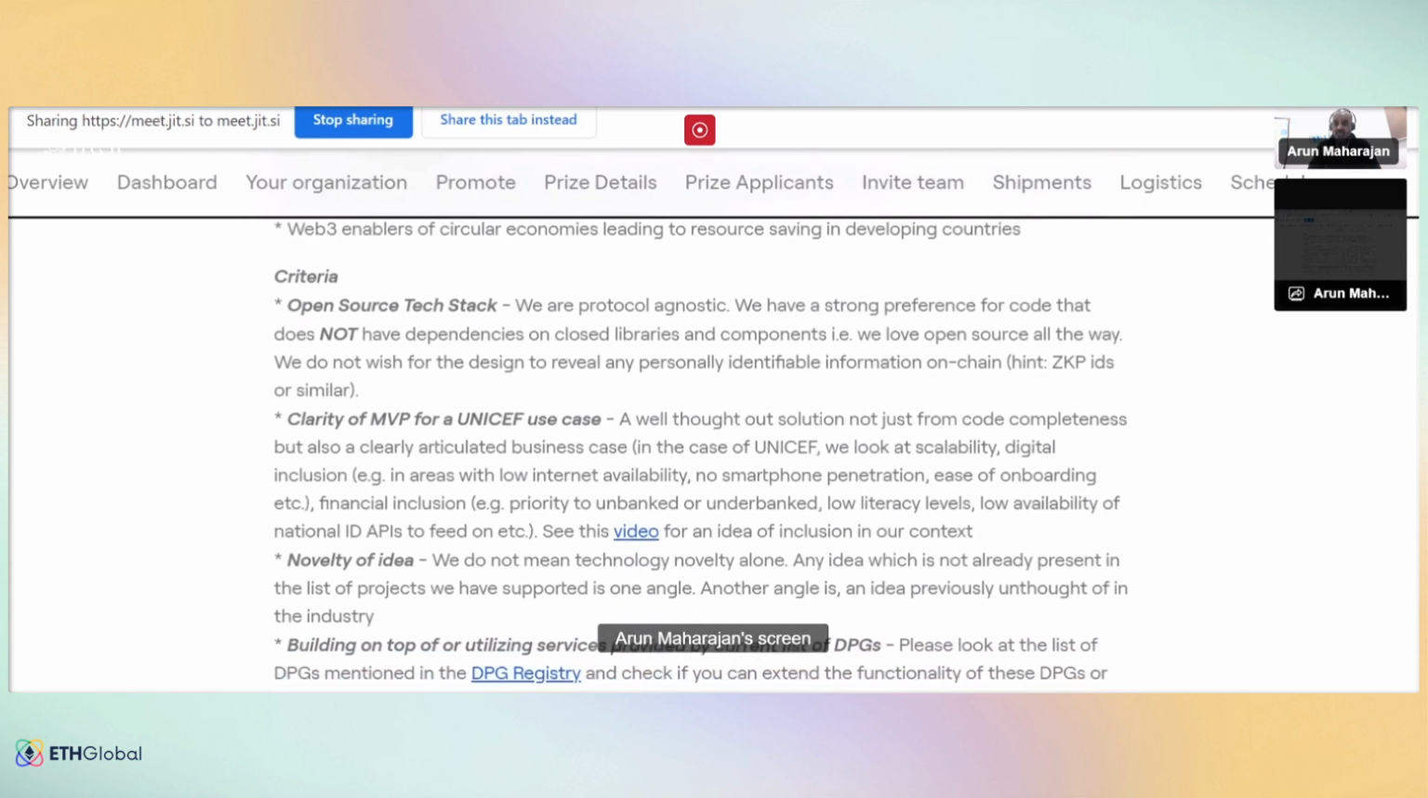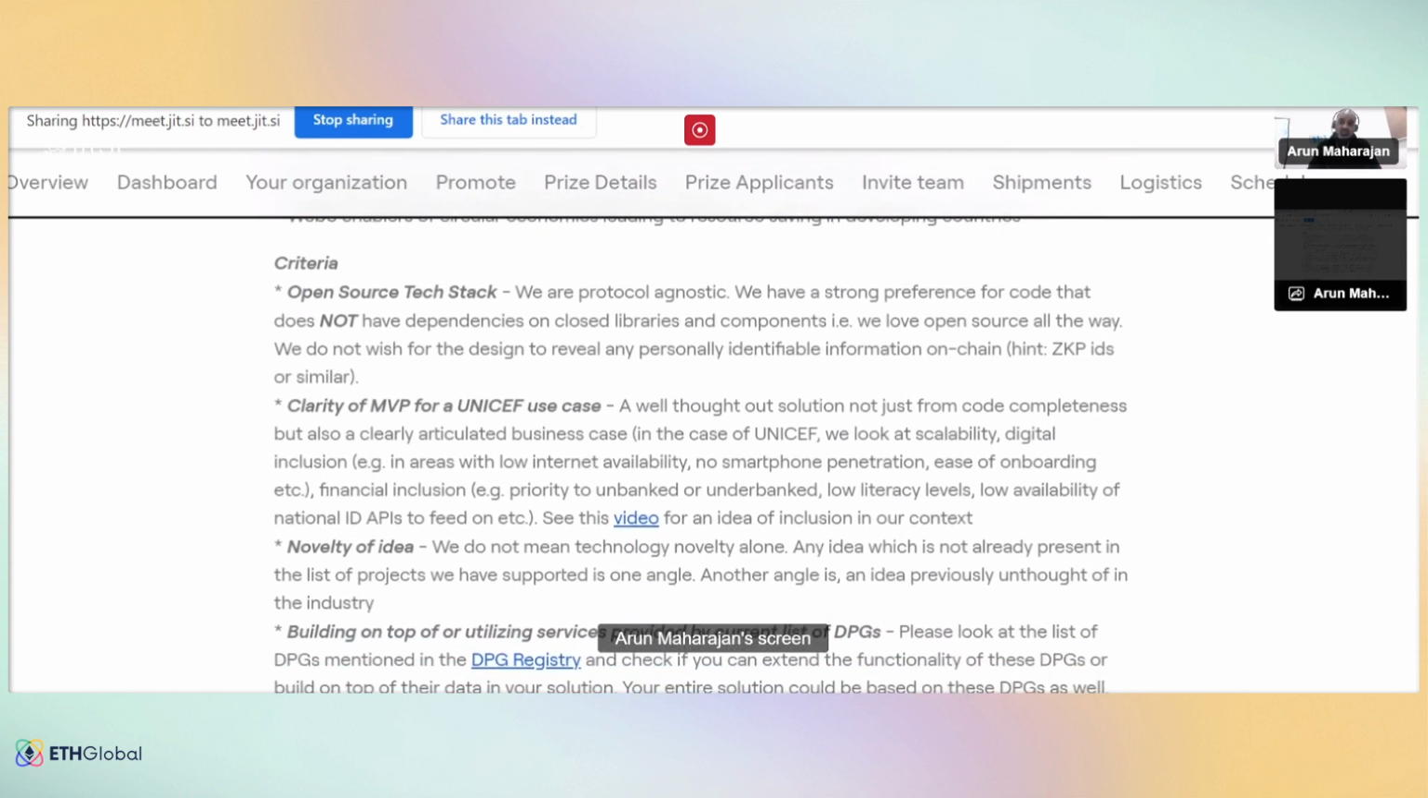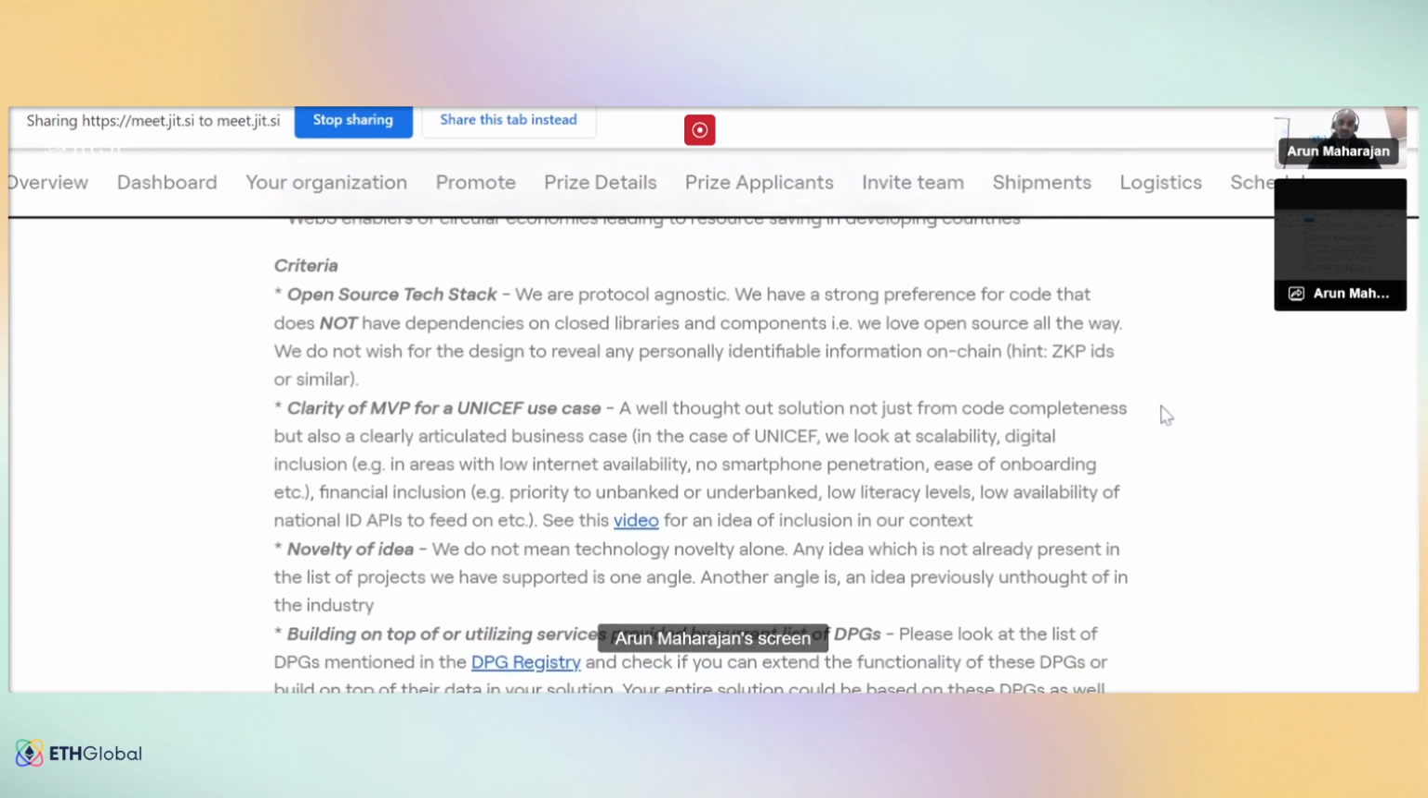So the criteria for the hackathon itself, how to judge it. So first, when it comes to the tech, I mentioned we are protocol agnostic, but we do have a strong preference for code that do not have any dependencies on closed libraries or closed source components. We just want it to be open source all the way. So this is something important for us.